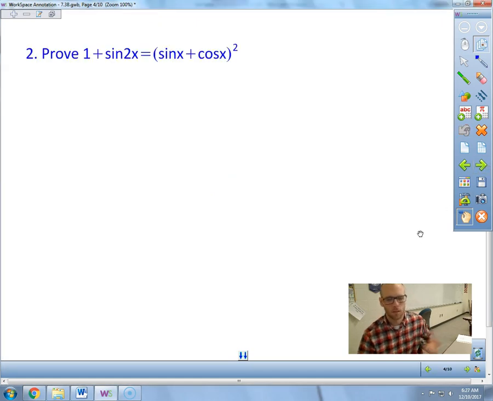All right, let's take a look at this other one. Next up, we've got proving 1 plus the sine of 2x is equal to the sine of x plus the cosine of x squared.